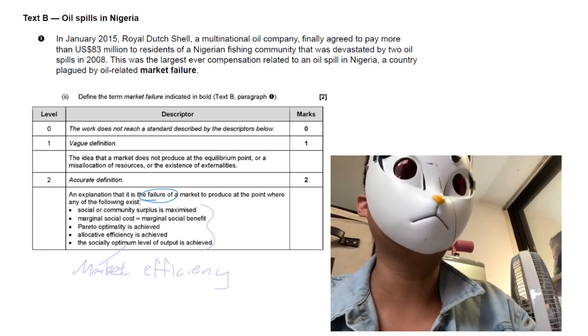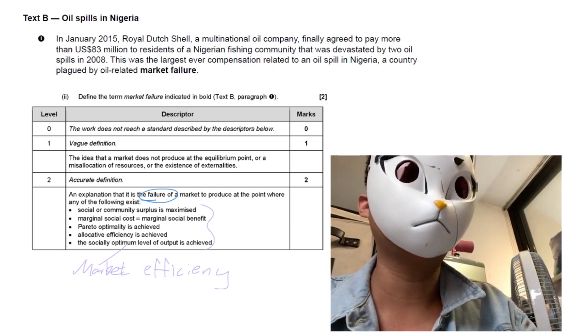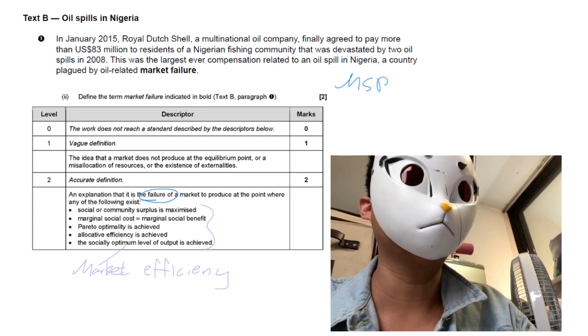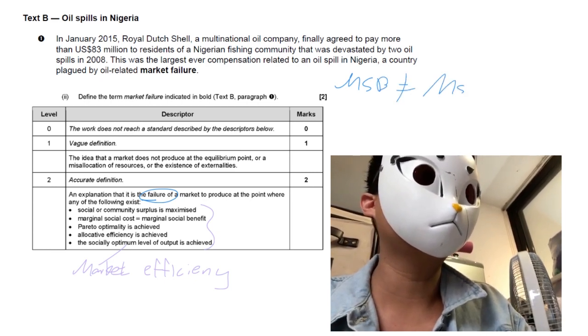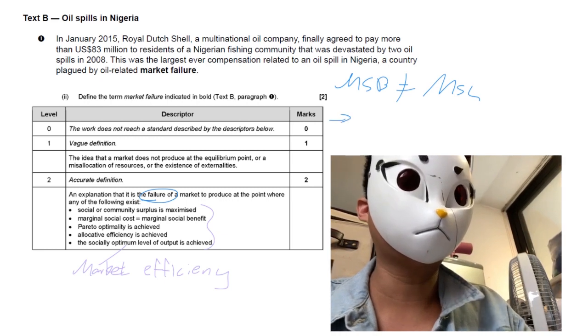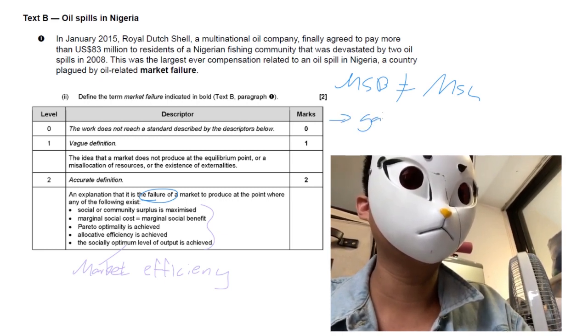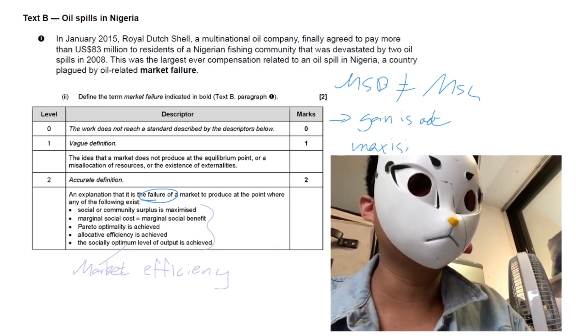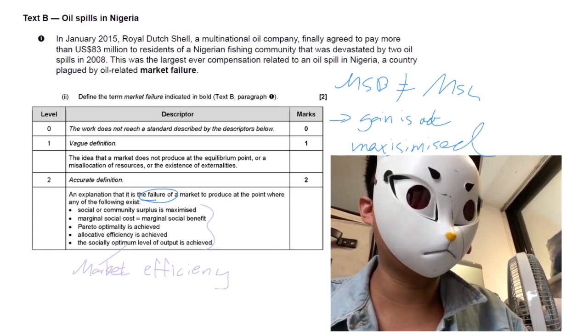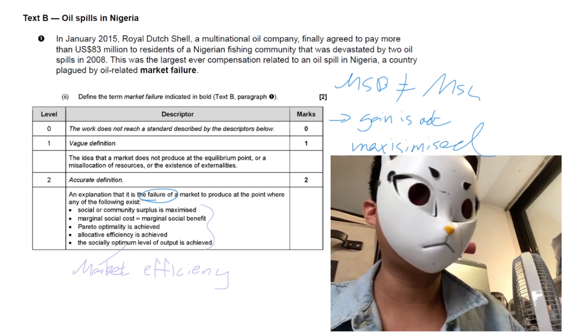Usually I would say, for example, what is market efficiency? That means the MSB, the marginal social benefit, is not equal to the marginal social cost. That means the gain is not maximized. So I would do it this way. I do not like the answer at all, so I would like you to put down my answer.